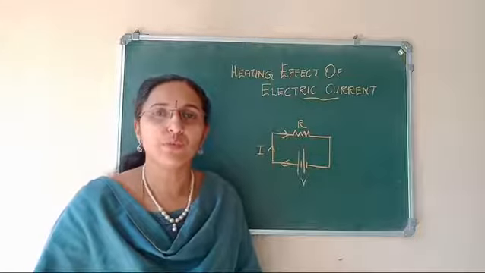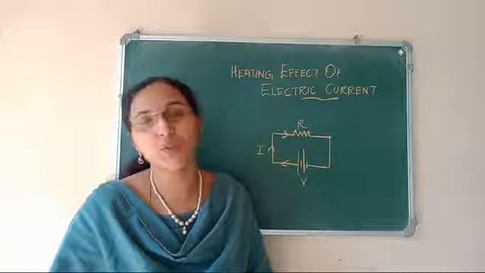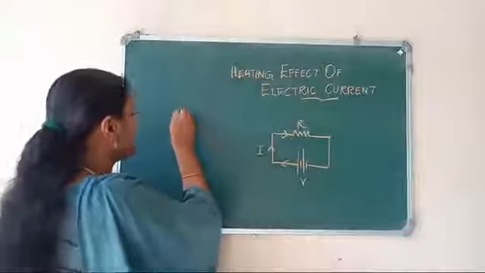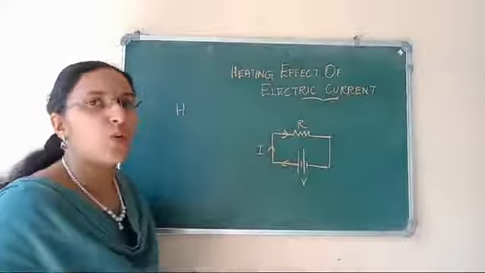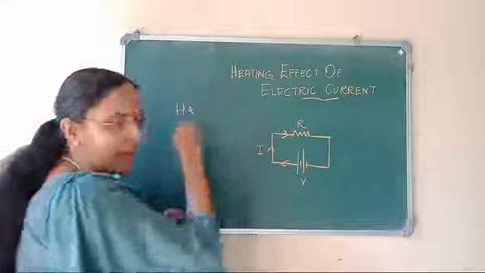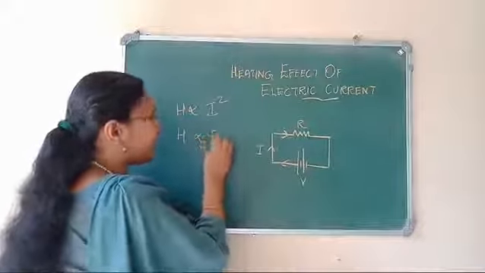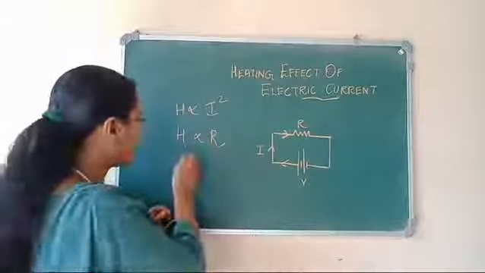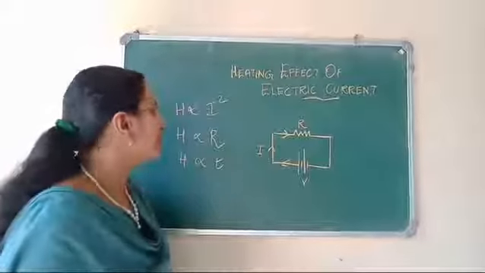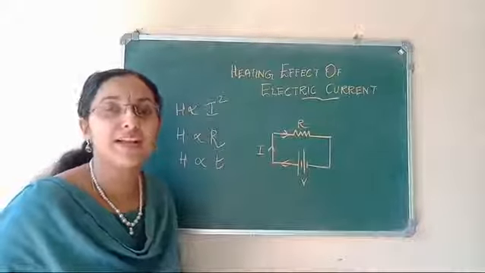And what about the heat energy produced there? What are the factors affecting the heat energy here? So according to Joule's law, heat energy dissipated in a resistor or a conductor is proportional to the square of the electric current, and it is proportional to the resistance of the conductor, and it is proportional to the time of flow of current. These are the three factors on which the heat energy dissipated from a conductor depends.